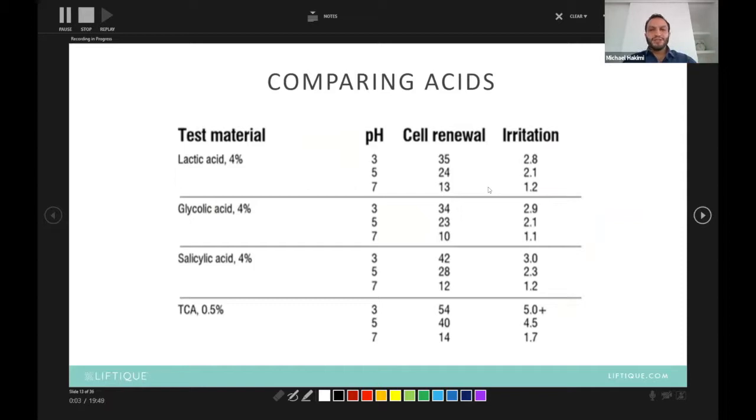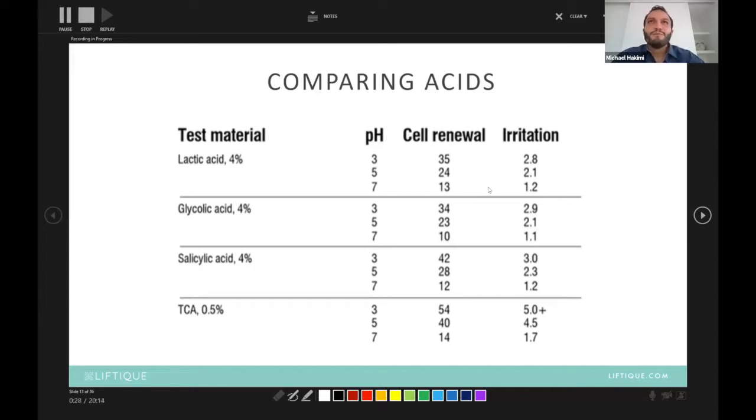Don't worry about the numbers and pH in this slide. Bottom line is, the lower the pH, the stronger the acid. The stronger the acid, the more transformative it is going to be. You're going to peel faster. Things are going to move along much faster. You're going to see results faster.